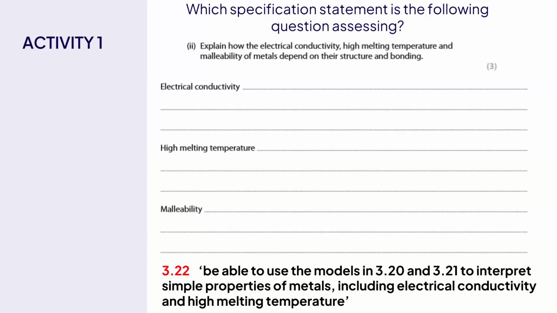Okay, if you've managed to find it, it is actually 3.22. Be able to use the models in 3.20 and 3.21 to interpret the simple properties of metals, including electrical conductivity and high melting temperature. 3.20 deals with the structure and bonding of metals.